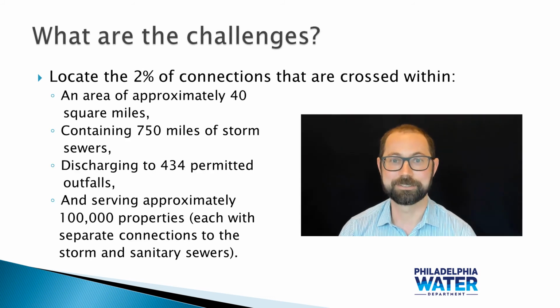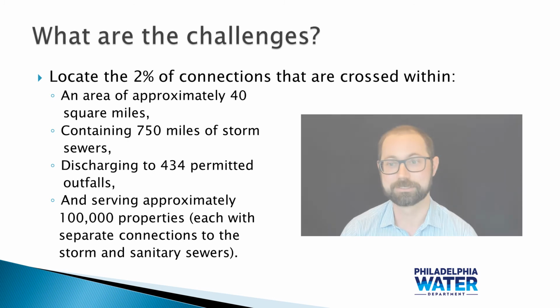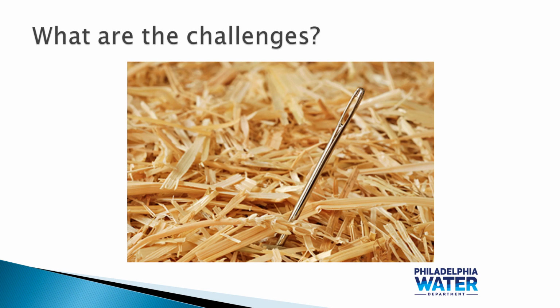So now for the heart of the matter, the challenges in locating these cross connections. From our past experience, we know that approximately 2% of connections to the storm sewer system are crossed sanitary connections. Our separate storm sewer system covers an area of approximately 40 miles, contains about 750 miles of sewers, discharging at 434 separate outfalls, and serving approximately 100,000 properties. So in effect, we are out there looking for that proverbial needle in a haystack, except our haystack is underground.